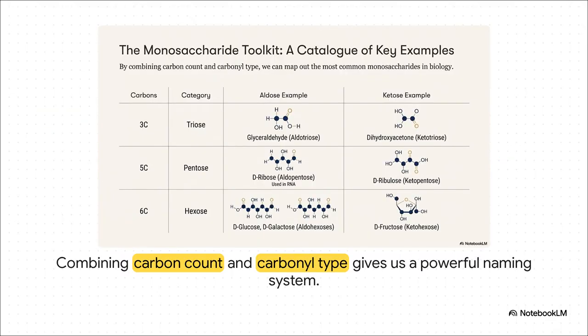So when you put those two things together, the carbon count and the carbonyl type, you get this really powerful naming system. A 3-carbon aldose like glyceraldehyde becomes an aldotriose. D-Ribose, that super important 5-carbon sugar in RNA, is an aldopentose. And of course the famous one, D-glucose, a 6-carbon aldose, is an aldohexose. Suddenly we have a map to navigate the most common sugars in biology.